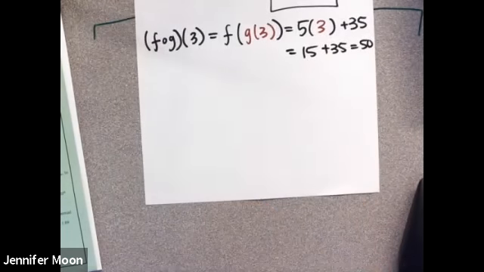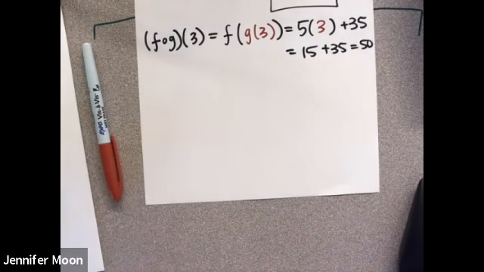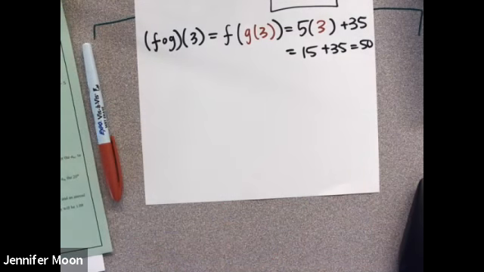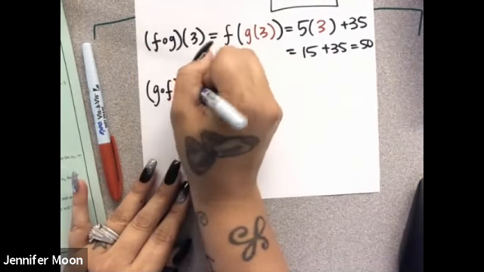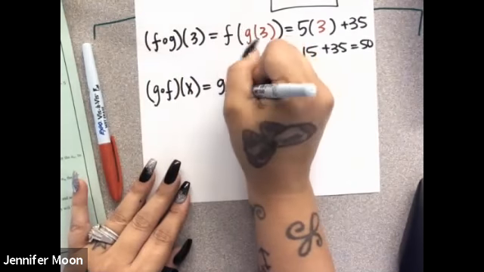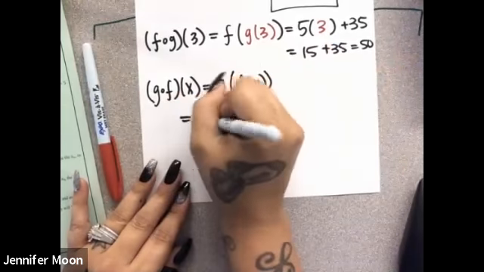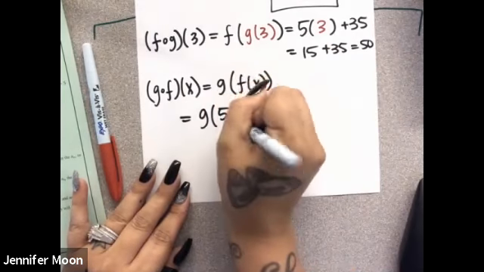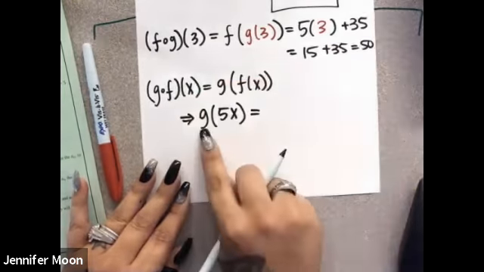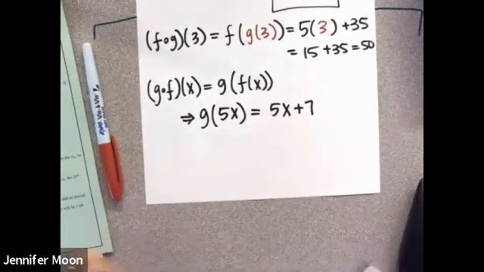Okay, so now let's do the g of f of x. I just want to make sure I cover everything, y'all. G of f of x is g of, plug in my f of x. My f of x is 5x. So now look at my g of x. My g of x is x plus 7, but now it's 5x plus 7.